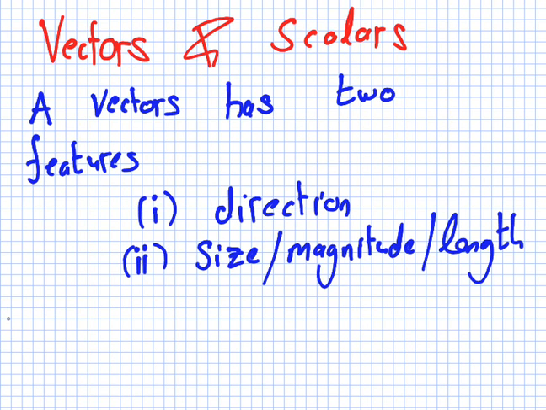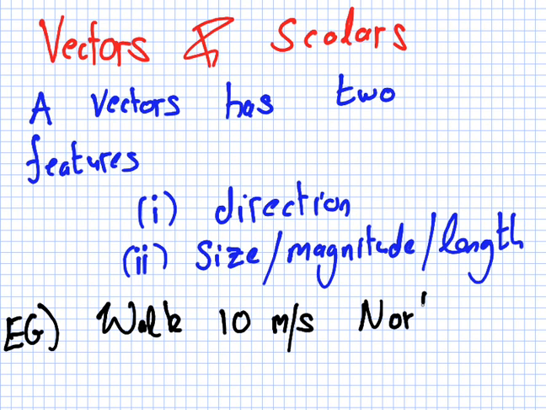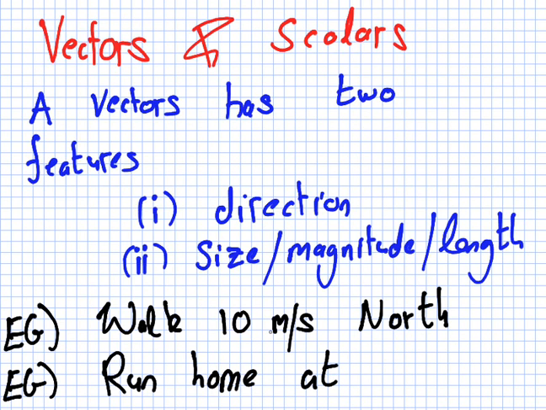Well, let me give you some examples. So let's say you walk 10 meters per second north. This is a vector because it has a direction. What's the direction? North. And it has a size. What's the size? 10 meters per second. Okay, what about this one? Sorry, 10 meters per second is too fast. You run home at 5 meters per second. Is that a vector or not? It is, because the direction is towards home and the size is 5 meters per second. So these are all vectors.